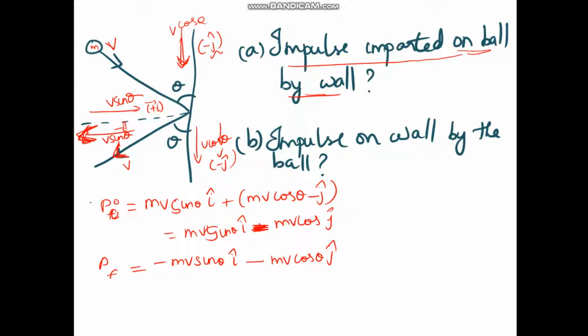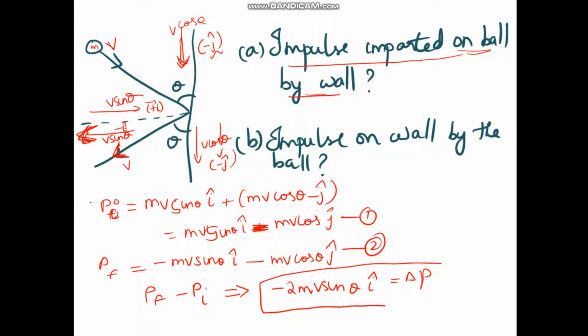Impulse is nothing but change in momentum, which is pf minus pi. If you subtract these two equations, pf minus pi, the answer comes out to be minus 2mv sin theta i cap, which is the impulse imparted or the change in momentum. So this you must remember as a formula, and this is a common type of question. Now let us see the second question.